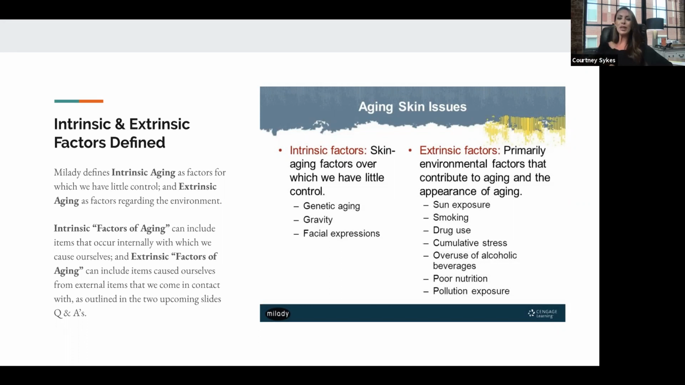And then of course, drug use, cumulative stress. Stress is just inherent. We just have to learn how to control it, right? Overuse of alcoholic beverages, of course, that affects your liver. It affects your capillaries. It affects a lot of things. It affects just the way that you respond to things internally. It affects your hormones. I love a good glass of wine like everybody else, but not too much, right?